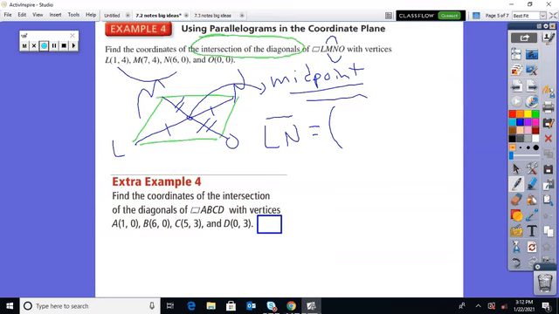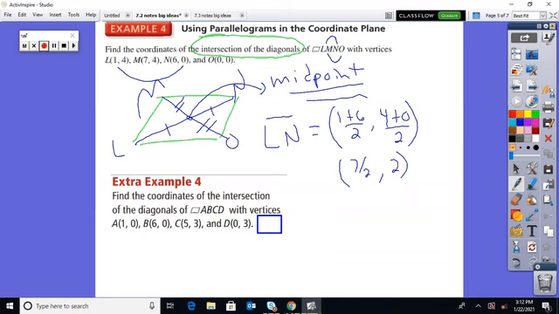So L and N. So add the x's up, divide by 2. Add the y's up, divide by 2. 7 halves, comma 2. Maybe the book will want 3.5. Either way, fine by me. All right, pause the video here. Try the extra example 4.